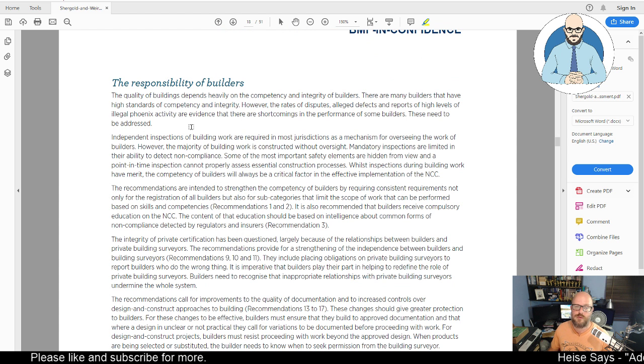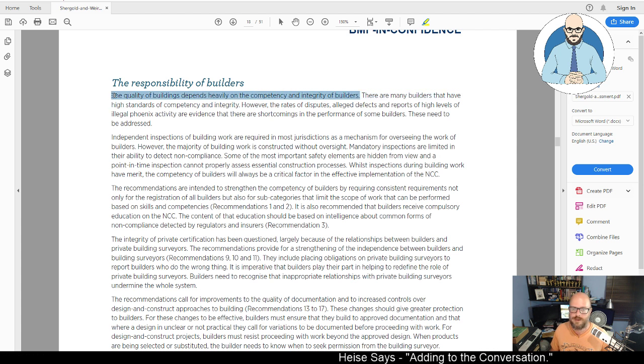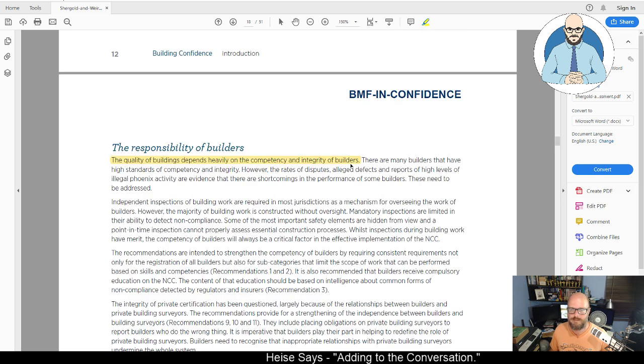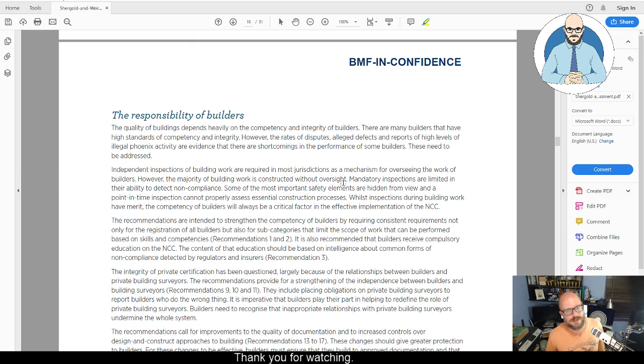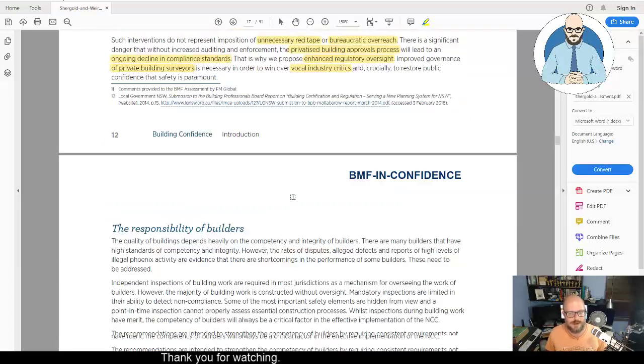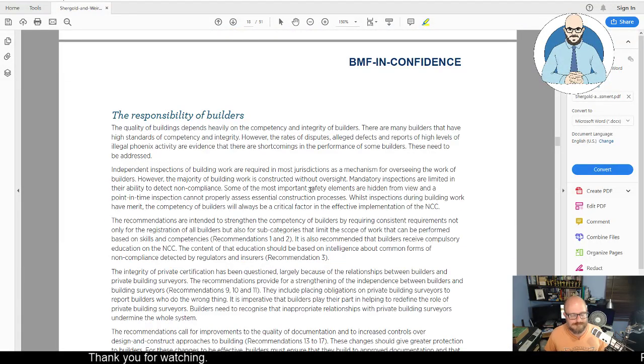Okay, let's move on to the responsibilities of builders. The quality of buildings depends heavily on the competence and integrity of builders. There are many builders that have high standards of competency and integrity. However, the rate of disputes, alleged defects, and reports of high levels of illegal Phoenix activity are evidence that there are shortcomings in the performance of some builders. These need to be addressed. You know, I might actually look at this one in a separate video because I think that's an interesting topic, separate from building surveyors, that people might be interested in as a standalone one.